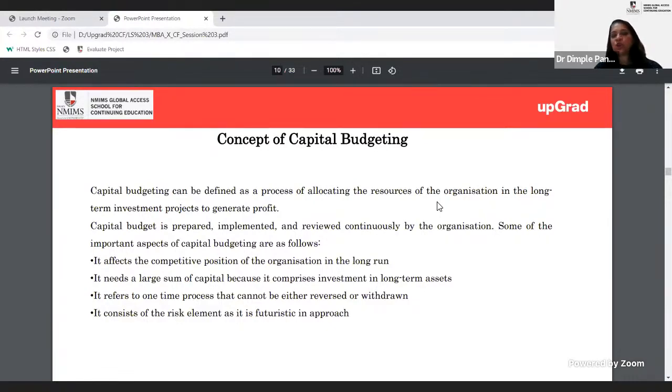We want to make sure how best the allocation of resources can take place so that it can give long-term benefits to the company. Can we say that? How well the resources of the company can be invested so that we can get the benefits in the long run. And that's why we need to do capital budgeting.